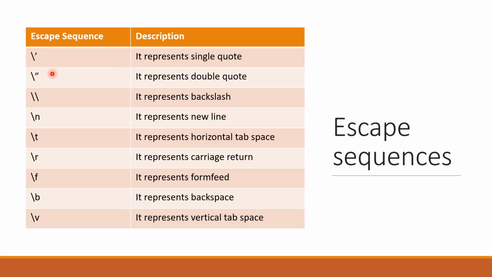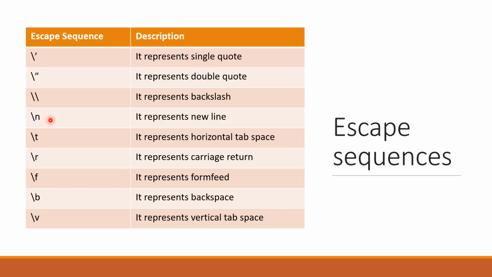Then in the same fashion, if we want double quotes, we will use this backslash followed by the double quote. Now if we want backslash in our string value, then we need to use this double backslash. Now in the same fashion, if we want to print a new line, so instead of using empty print function, we can use this backslash n to print a new line.